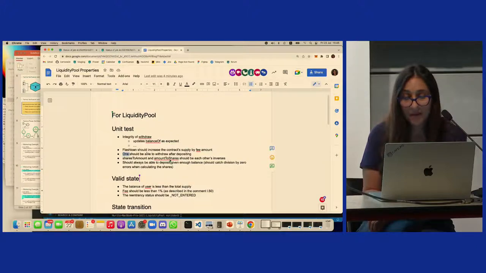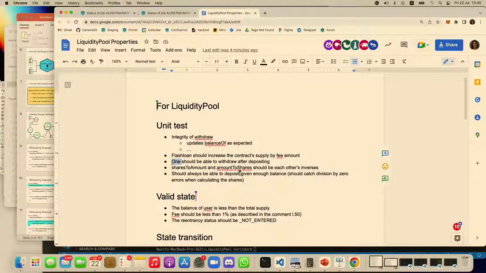One should be able to withdraw after depositing. So this is like integrity of withdrawal. And what would you say? If someone holds LP tokens, one should be able to withdraw, okay? And this is kind of the revert characteristic. It's a little bit tedious, but it is very important. What you will get when you try to write this rule, you will get many reverts, okay? You will get that you send some e-message value and it's not a payable contract.